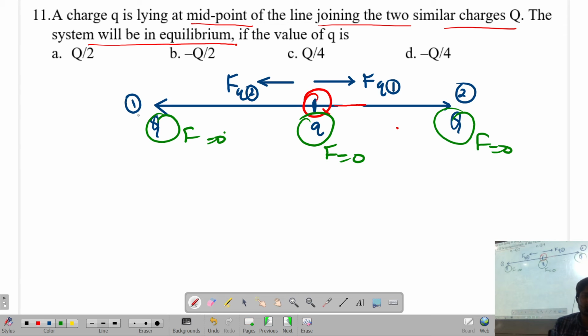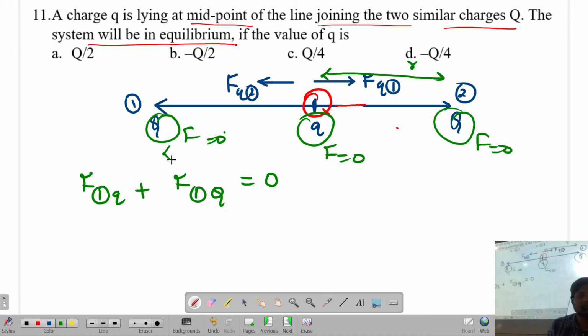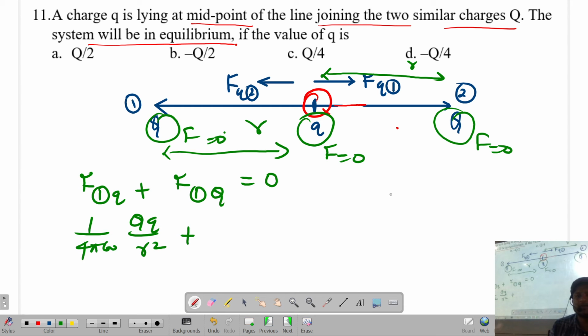So let's suppose we take this first charge. Force on the first charge due to small q plus force on the first charge due to capital Q is going to be 0, or not? Let's suppose this is located at distance r, and this will also be at distance r. So force on the first due to q is 1 by 4 pi epsilon naught Q into small q divided by r square. Force on 1 due to the other capital Q is 1 by 4 pi epsilon naught capital Q into capital Q divided by 2r square.